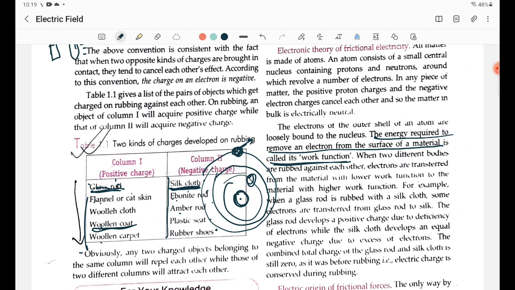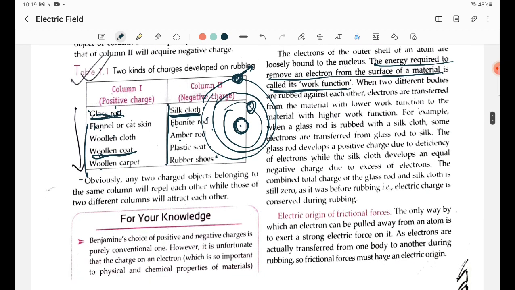So when two different bodies are rubbed with each other, what is happening? Now we will discuss this rubbing only. For so long we have been discussing rubbing. When they are rubbed against each other, electrons get transferred from one material to another. From which to which? From the material having lower work function to the material having higher work function.